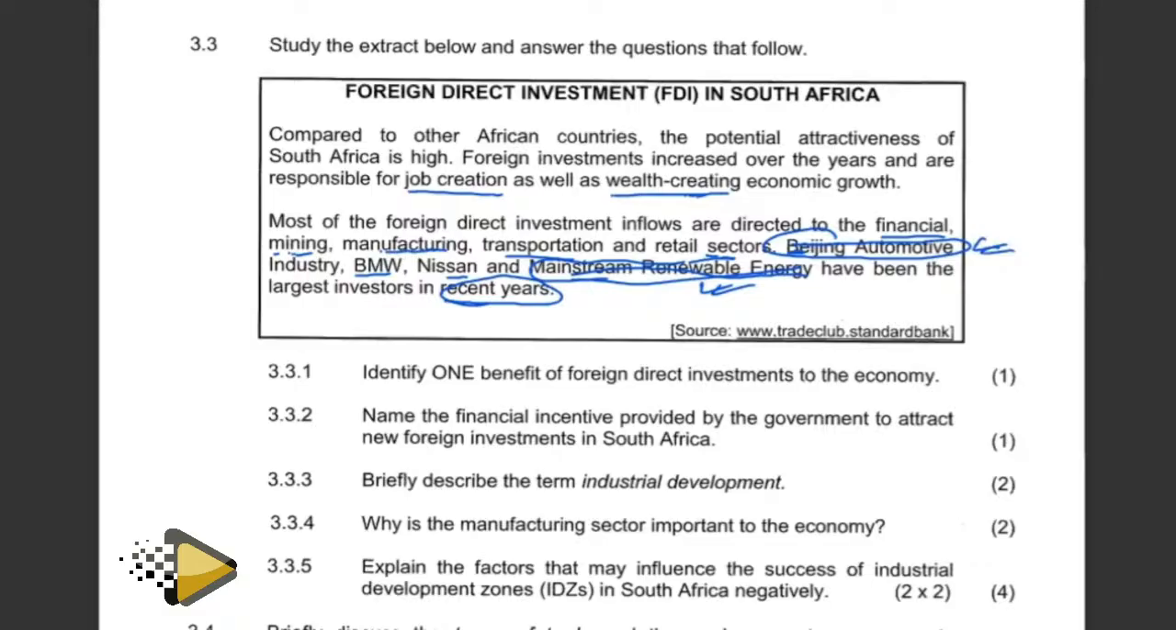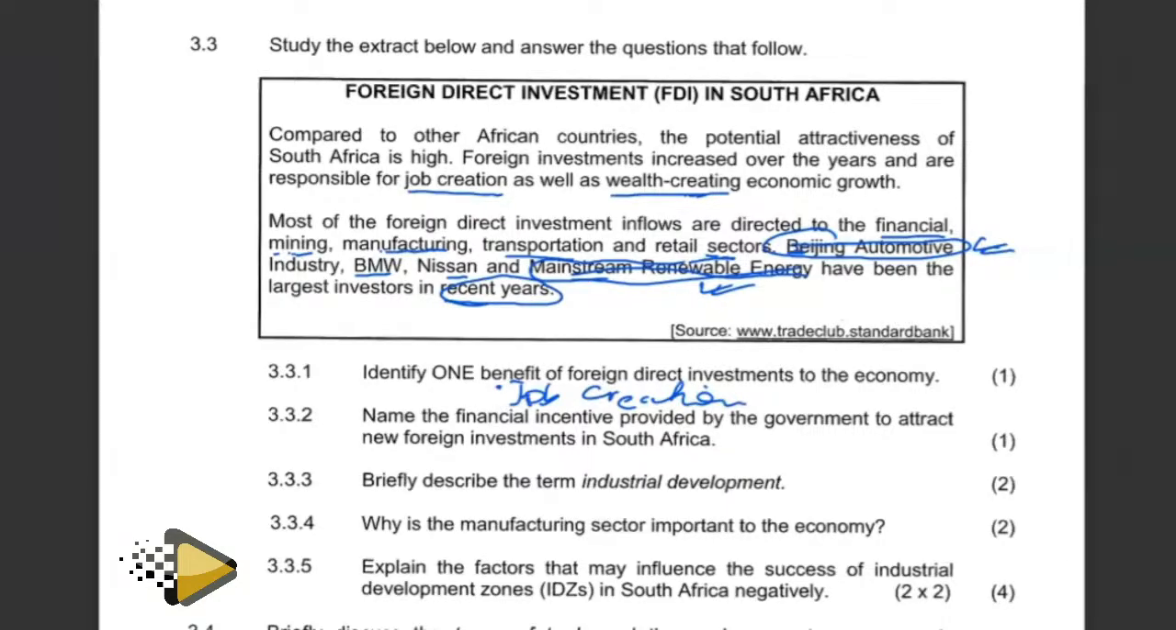So now let's check the first question. It says: identify one benefit of foreign direct investment to an economy. One of the benefits is that there is going to be job creation. That can be one of the advantages.